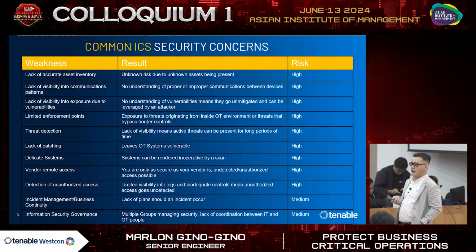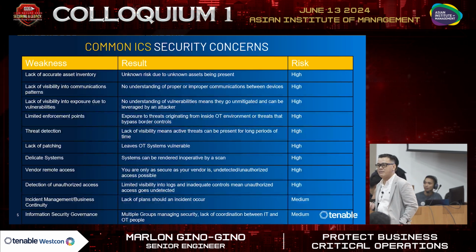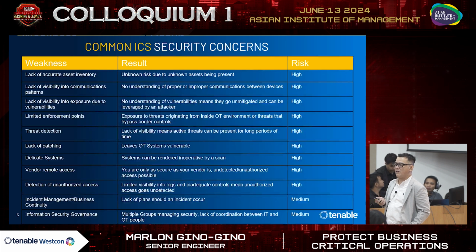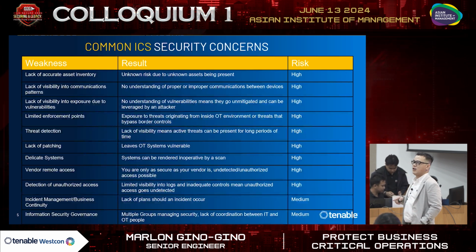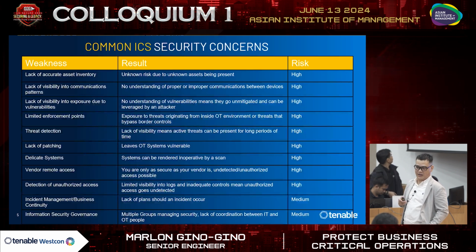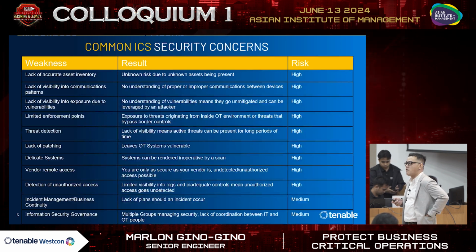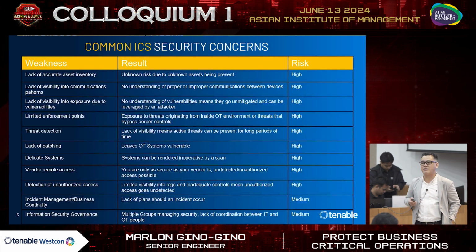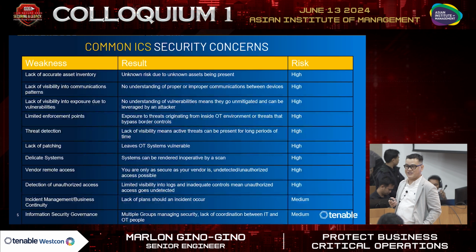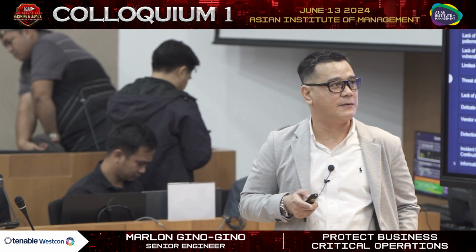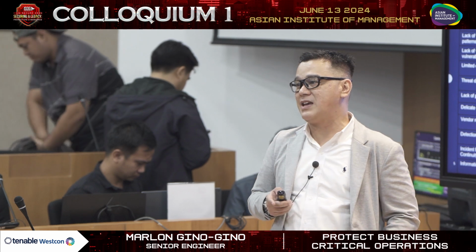And then, of course, threat detection. If you don't have visibility, if you don't understand what the assets are within your environment, especially on the OT side, it would be difficult for the team to address threats within the environment. And then, of course, understanding the compensating controls that we need to put on the delicate systems. These are just some of the common security concerns regarding the OT environment or ICS environment.